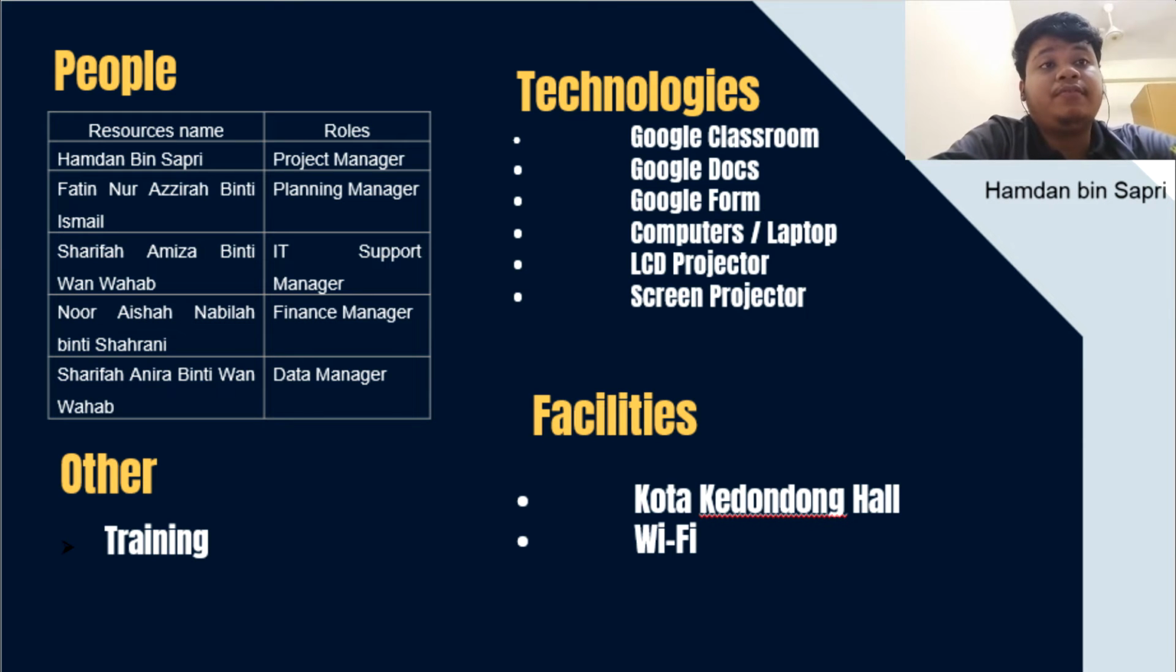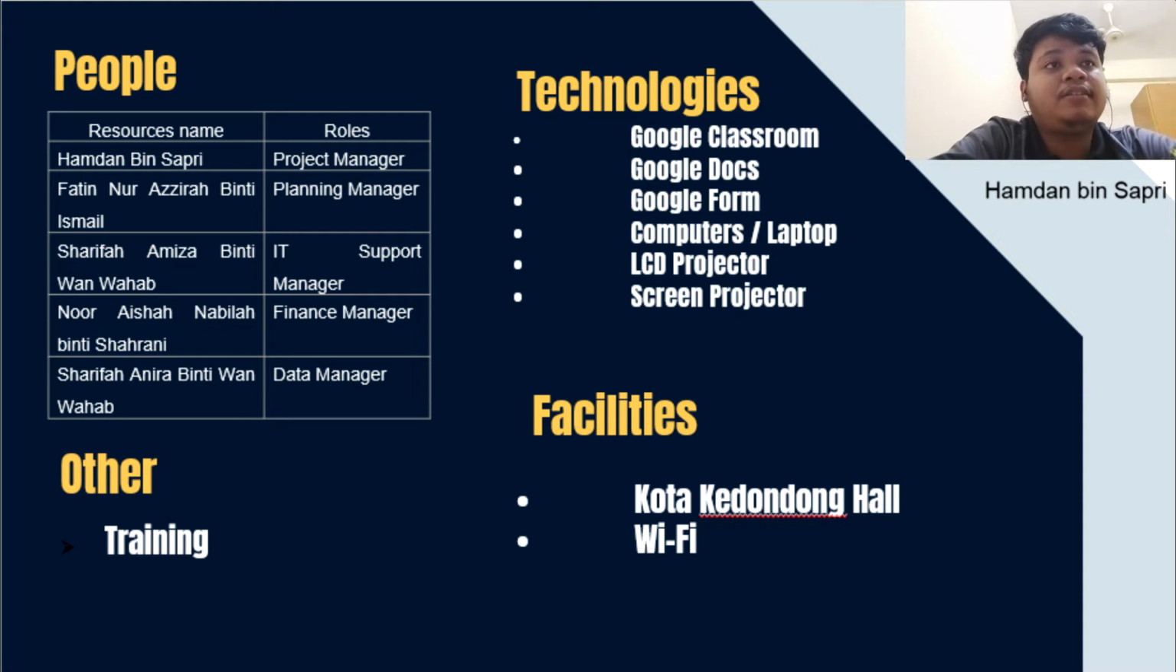For the resource, we have 4 type of resource. First is people resource. First people resource is Hamdan Sapri as the project manager. Second, Fatin Azzirah Binti Ismail as planning manager. Third, Sharifah Amiza Binti Wahab as IT support manager. Fourth, Noor Aishah Nabilah Binti Shahrani as finance manager. And lastly, Sharifah Anira Binti Wahab as the data manager.